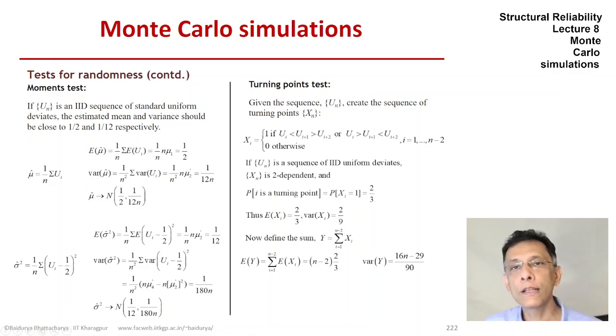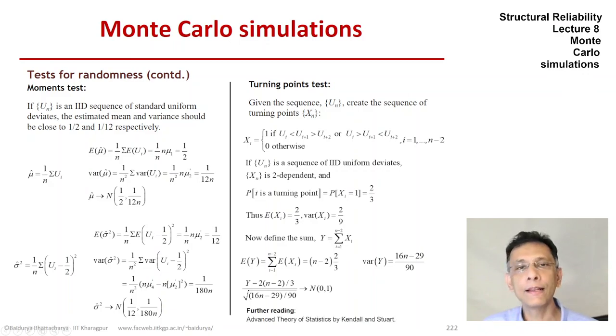So again, invoking the central limit theorem, the normalized value should approach the standard normal distribution, and one could set up a test of hypothesis. A very nice derivation of all of this is given in Kendall and Stuart's book.